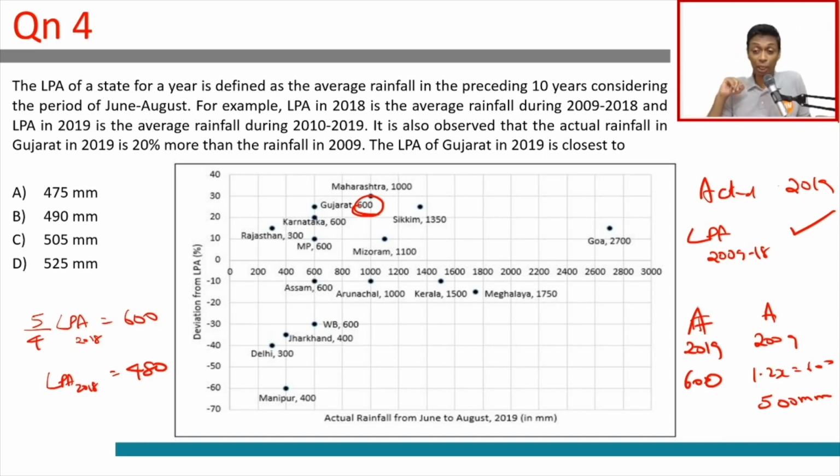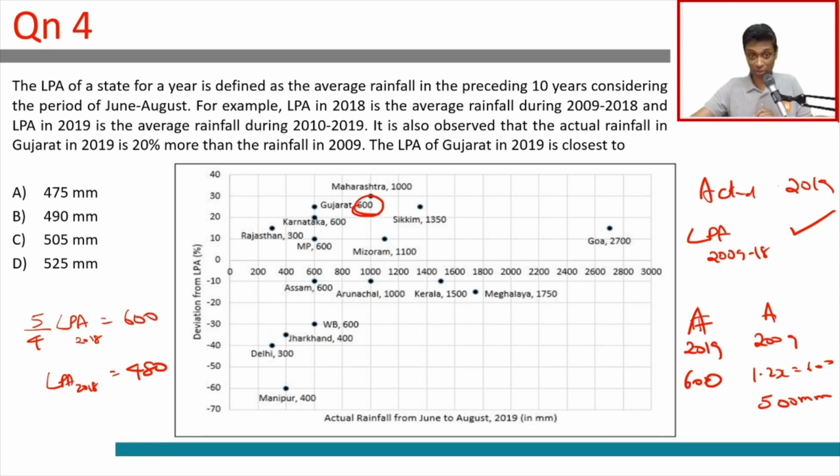Brilliant. The LPA of Gujarat in 2019 is closest to... This is very interesting. And so think about this. LPA of 2018 to LPA of 2019. LPA of 2018 is average for 10 years. 2019 is also average for 10 years. But if you think about this, the difference between these two is that 2009, which is included in LPA 2018, is removed and 2019 data is added.